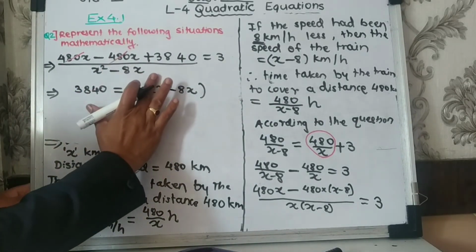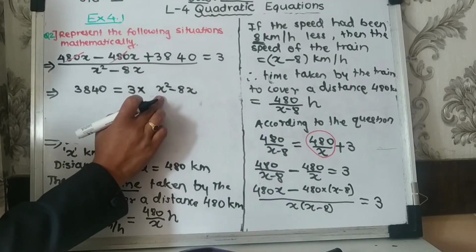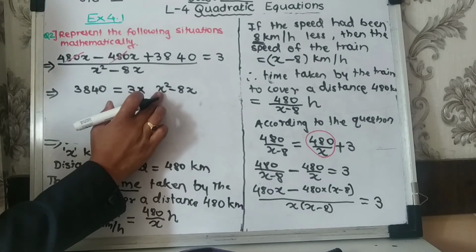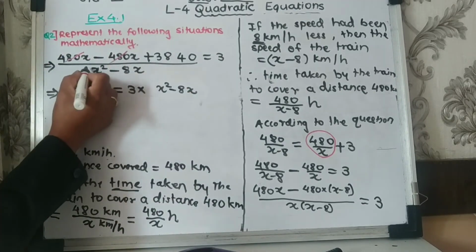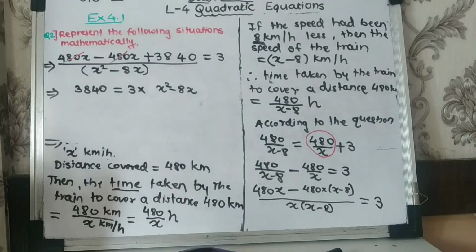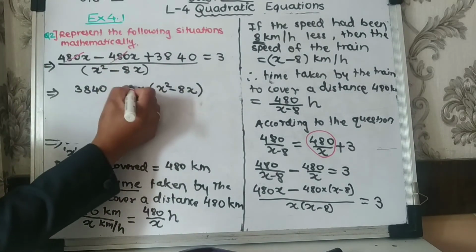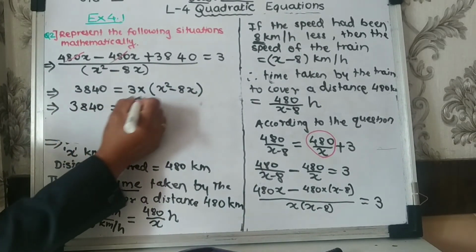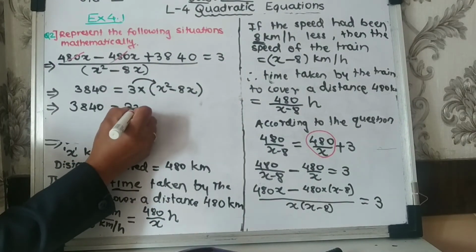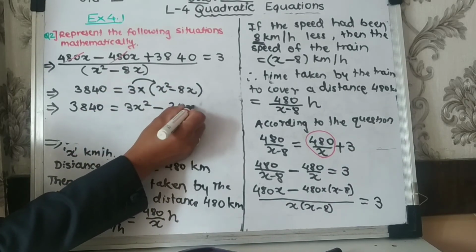Now see students, if I write this without the bracket, what will happen? The 3 will be considered to multiply with the 3x square only, not with the 8x. So whenever you multiply with any polynomial, put a bracket there, so that the 3 multiplies to each and every term inside the bracket. So 3840 equals 3 times x square, 3x square, minus 3 times 8x, it will be 24x.